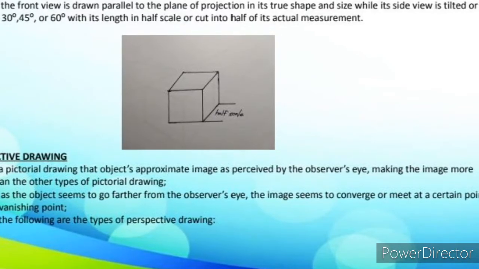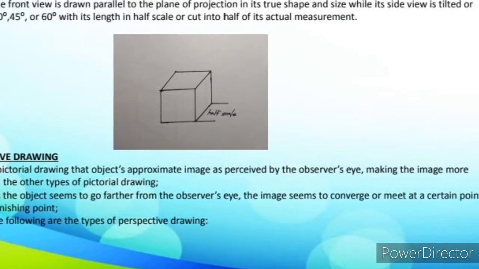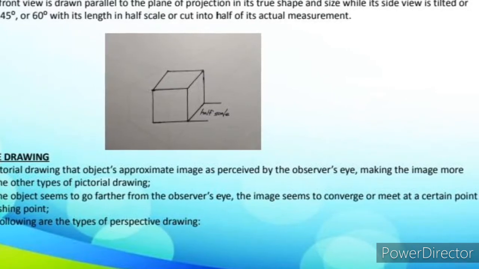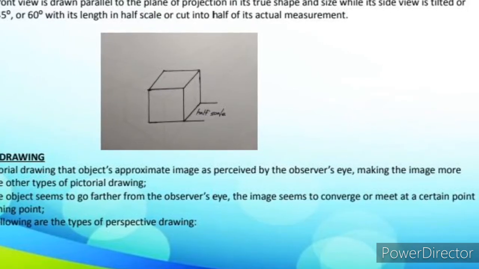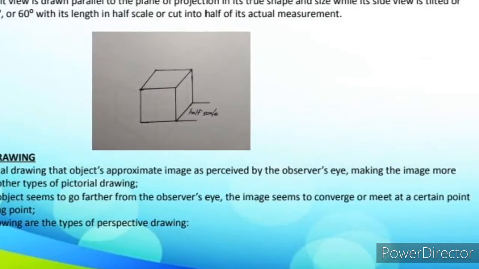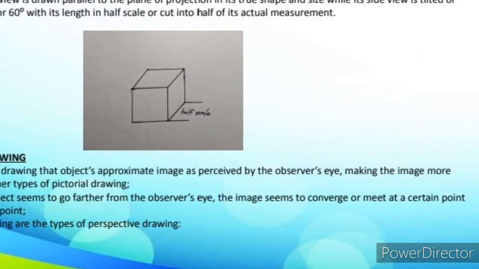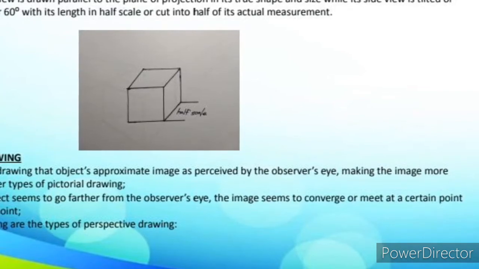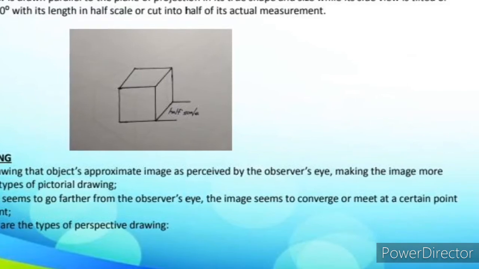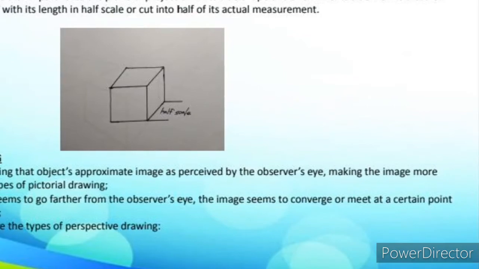The third is the perspective drawing, a pictorial drawing that depicts the object's approximate image as perceived by the observer's eye, making the image more realistic than the other types of pictorial drawing. As an object seems to go farther from the observer's eye, the image seems to converge or meet at a certain point called the vanishing point. The following are the types of perspective drawing.